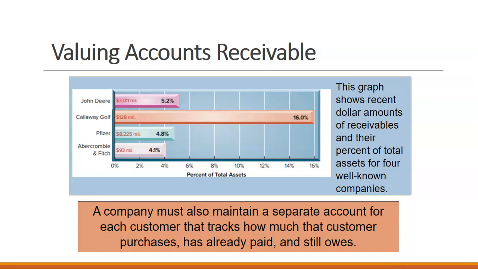This graph shows the dollar amounts of receivables and their percent of total assets for four companies. A company must maintain a separate account for each customer that tracks how much that customer purchases, has already paid, and still owes. This is called a subsidiary journal, where we have an accounts receivable journal with accounts for every single individual customer, and then our main account, the receivable T account, shows the total that is in all of those subsidiary T accounts.